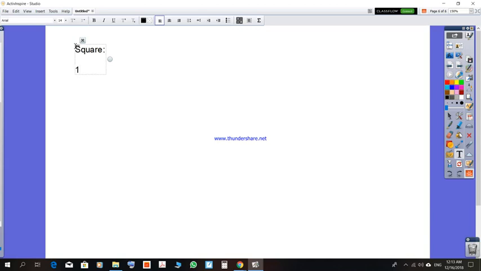Let us talk about a square. First of all, with respect to square, if we have all sides equal, and one right angle, so the quadrilateral is a square.